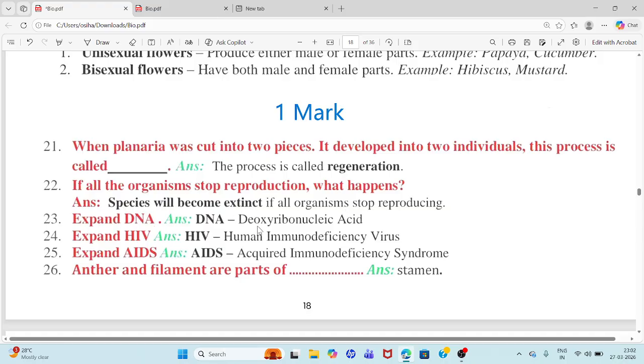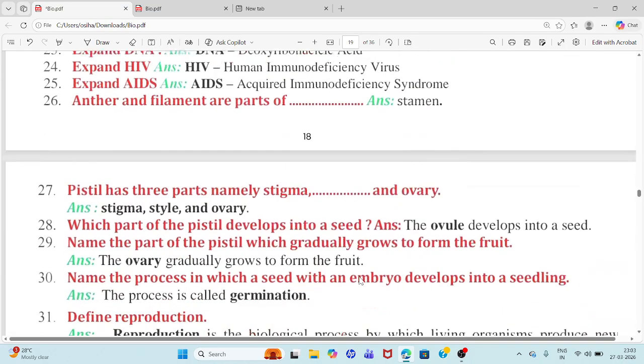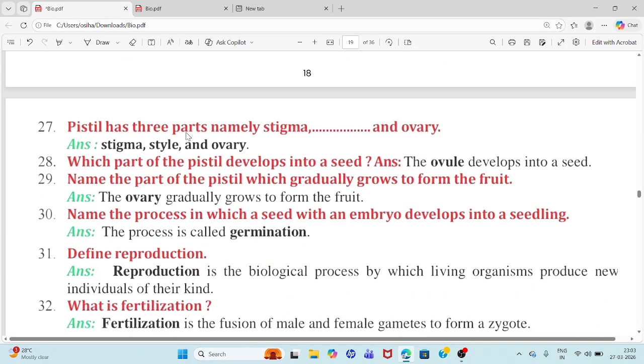Expand DNA. Deoxyribonucleic acid. Expand HIV. Human immunodeficiency virus. Expand AIDS. Answer: acquired immunodeficiency syndrome. Anther and filament are parts of dash. Stamen. Pistil has three parts, namely stigma, style, ovary.